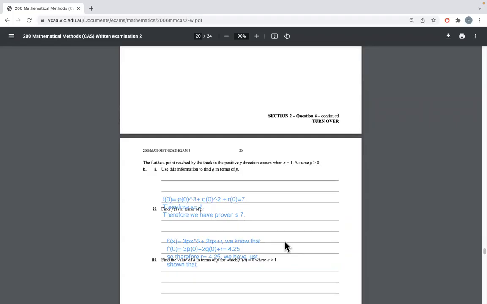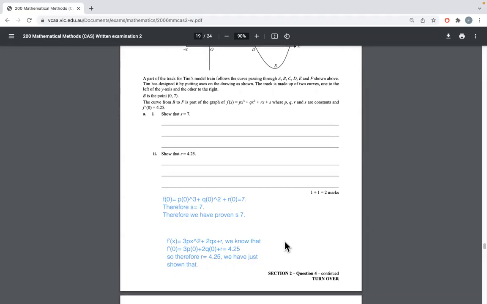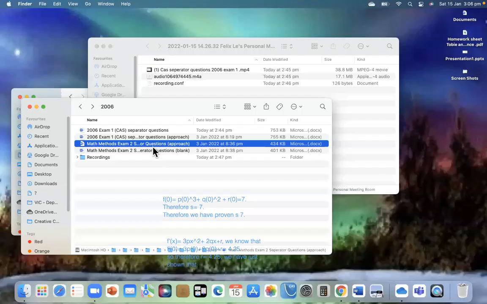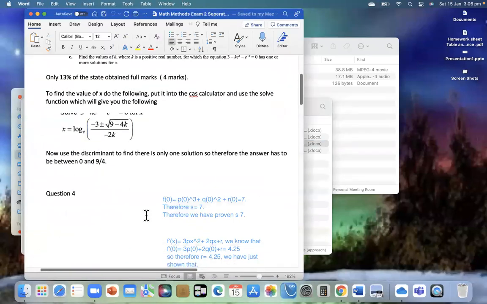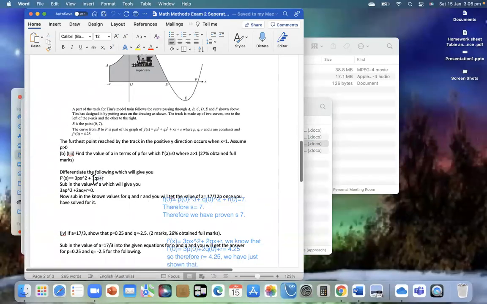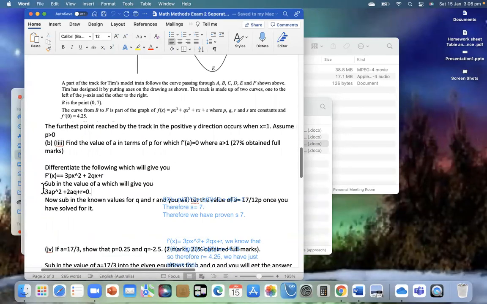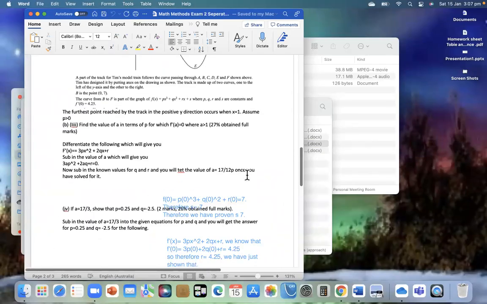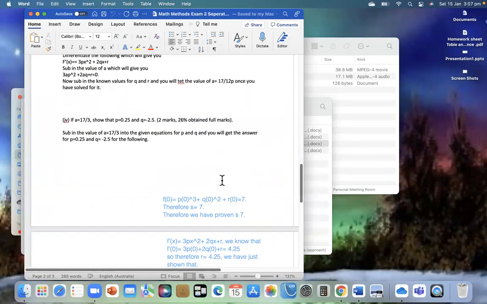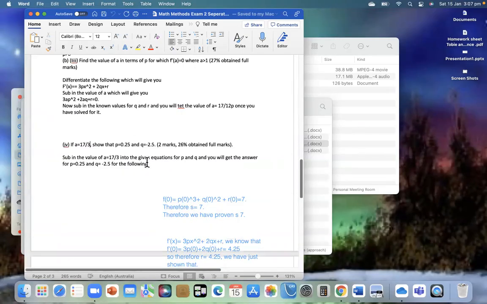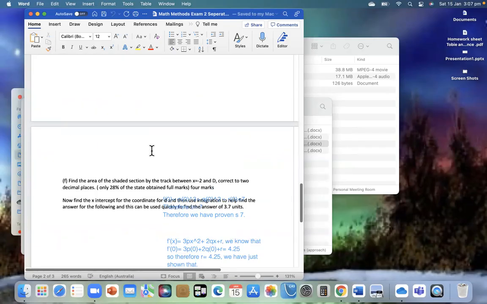So now we need to use this information to find q in terms of p, right? So let's go to the question for the approach that I had, and we'll go through it together. For question b(ii), you need to differentiate it. And then after you sub in the value for a, it'll give you this. And if you sub the values for q and r that you've already solved earlier, you can find the value for a equals 17 over 12p, right? And if you have a subsequent value, so if a equals 17 over 3, then you can sub it into all the other given equations to find out that p equals 0.25 and q equals negative 25.